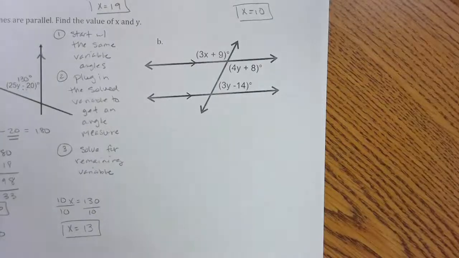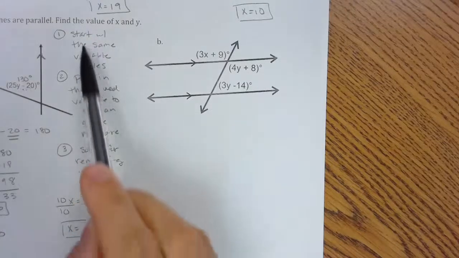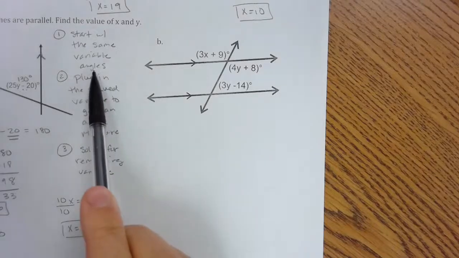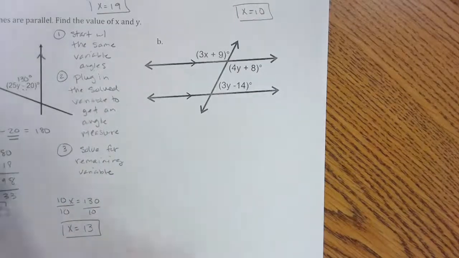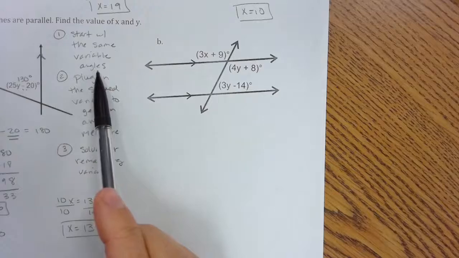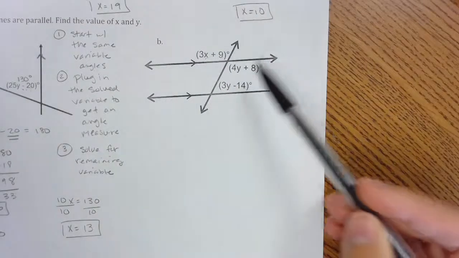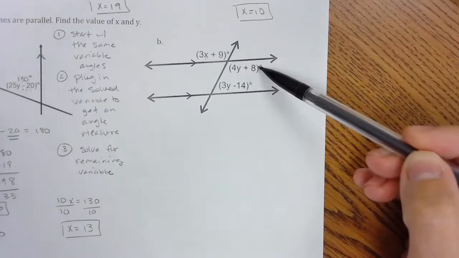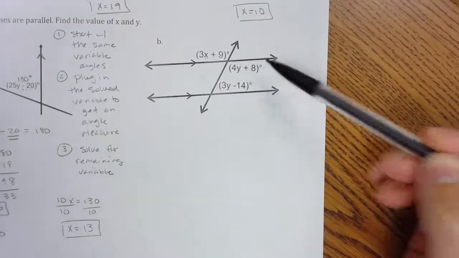All right, we are on question number 4, letter B. And if you want to use these same steps as we did on part A, you totally can. So the first thing that we want to do is start with the same variable angles. So here we have an x, we have a y, and a y. So we're going to start with these two angles first because they both have y in them.